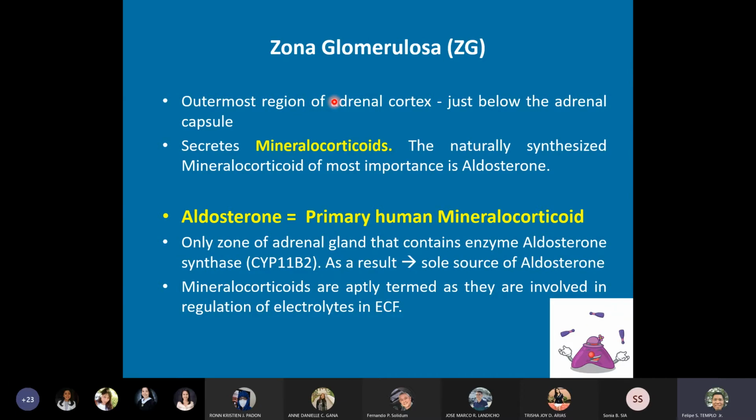So let's start with the outer layer, the zona glomerulosa. This is just an overview again. It secretes mineralocorticoids, which is actually the aldosterone. Aldosterone is the primary human mineralocorticoid, but there are also other minor mineralocorticoids, which we will not discuss today because these are actually minor.